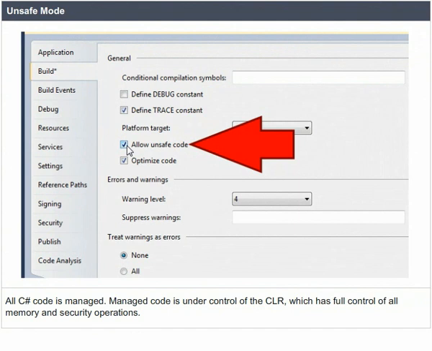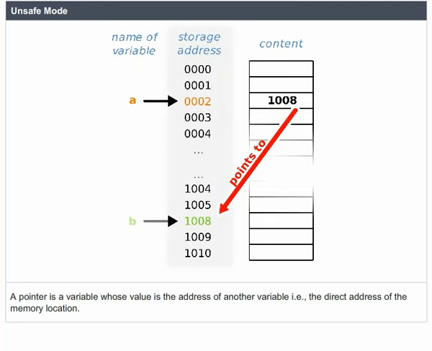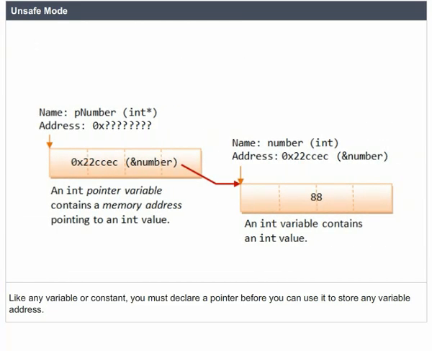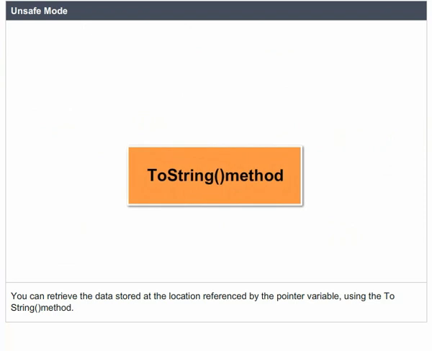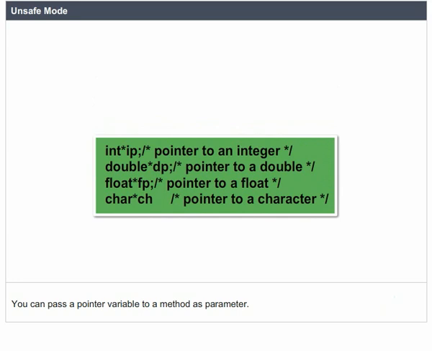A pointer is a variable whose value is the address of another variable, that is, the direct address of the memory location. Like any variable or constant, you must declare a pointer before you can use it to store any variable address. You can retrieve the data stored at the location referenced by the pointer variable using the ToString() method. You can pass a pointer variable to a method as a parameter.